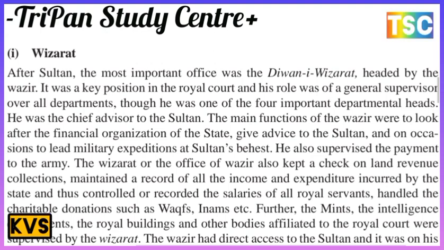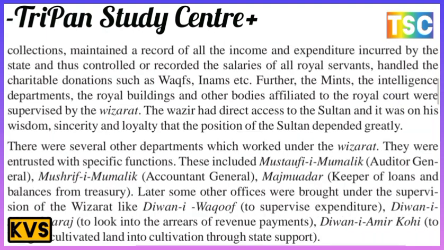The royal buildings and bodies affiliated to the royal court were supervised by the Wizarat. The Wazir had direct access to the Sultan, and the position of the Sultan depended greatly on him. There were several other departments working under the Wizarat.